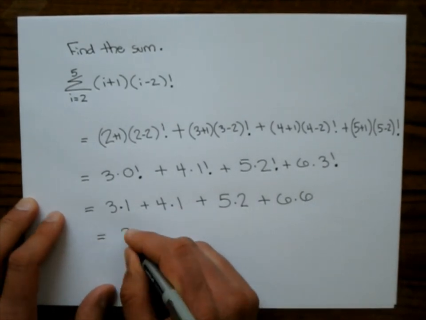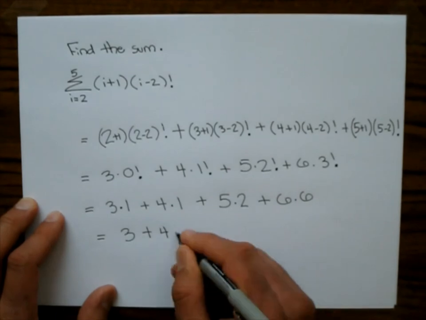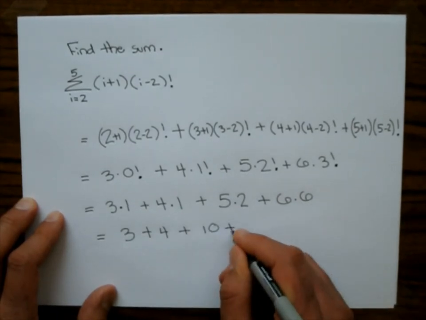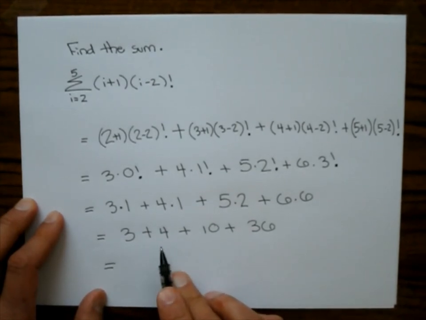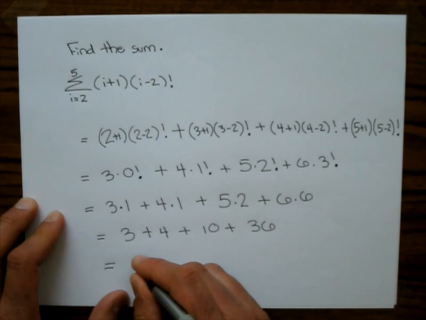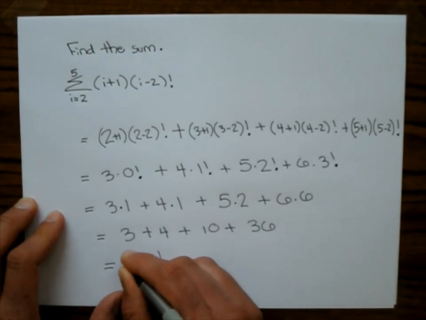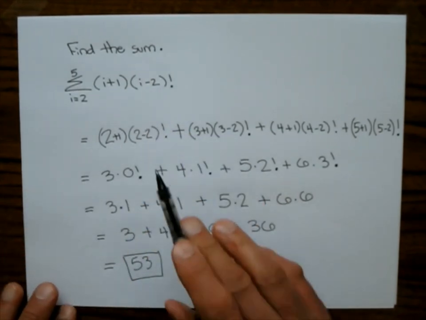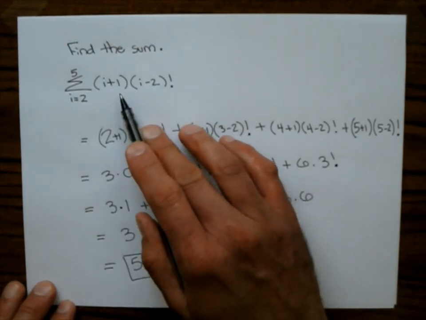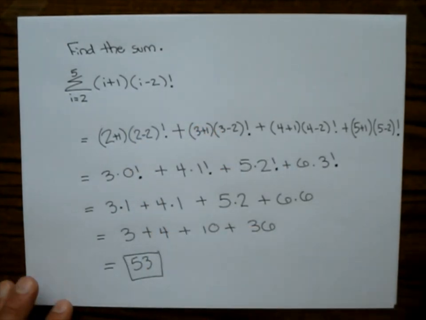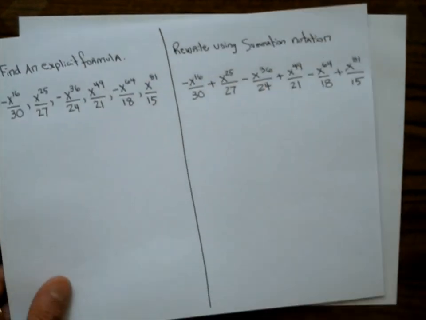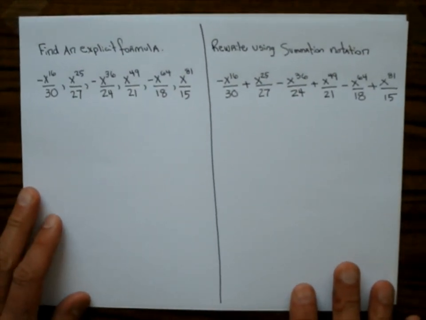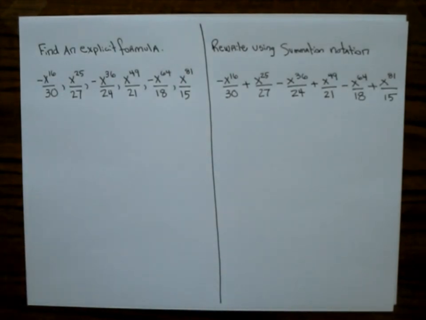So let's add these up. 3 plus 4 plus 10 plus 36. So 46, 47, 48, 49, 50, 50 plus 3 is 53. And there is finding the sum. You've done ones where you get numbers, and also in your homework, you've done ones where you get functions. So let's go ahead and do the next problem. There's like two more things we're going to do. We're going to do this piece of paper, and then we have the binomial theorem.